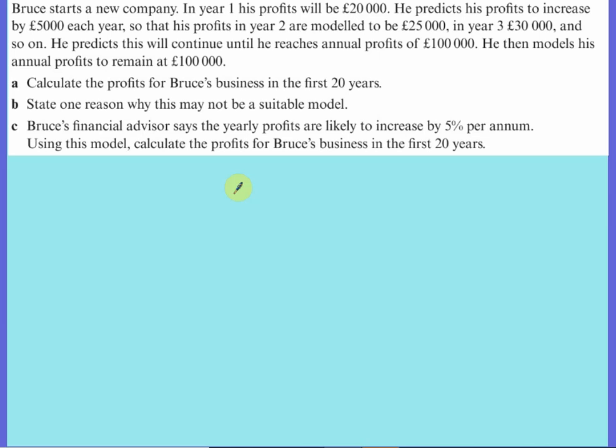So we've got a guy, Bruce, starting a new company, and in year one his profits will be £20,000. Not bad. He predicts his profits to increase by 5,000 a year. That's every year. So you can see it's 25,000 in year two, 30,000, and then so on. And he predicts this pattern will continue until it reaches 100,000, and then he will continue to make £100,000 a year profit every year after that. So the first question is, calculate the profits of Bruce's company in the first 20 years.